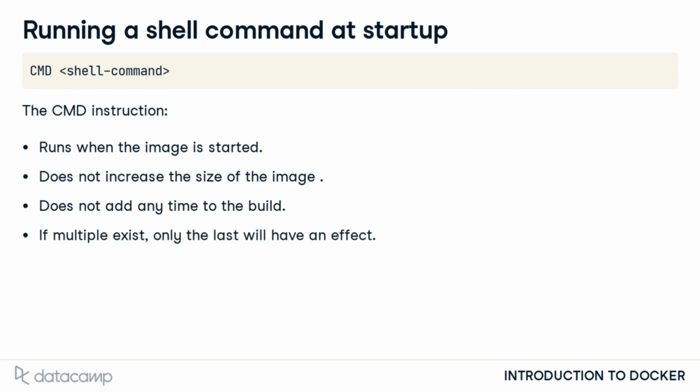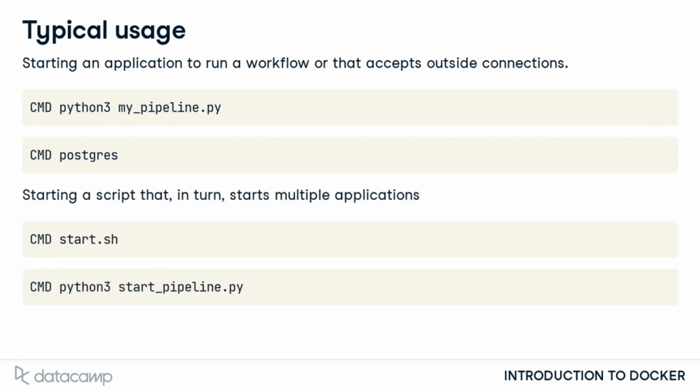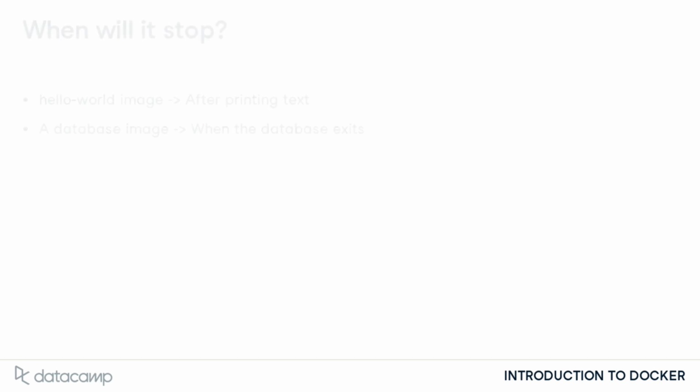If multiple CMD instructions exist in a single Dockerfile, then only the last one will have any effect. When building an image for a specific use, it makes sense to set the CMD instruction to start an application related to this particular use. This could be starting a Python-based data analysis or starting software like a database that accepts outside connections. Another typical pattern is to run a script at startup that starts multiple other applications.